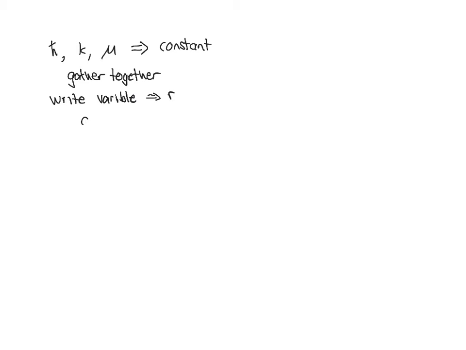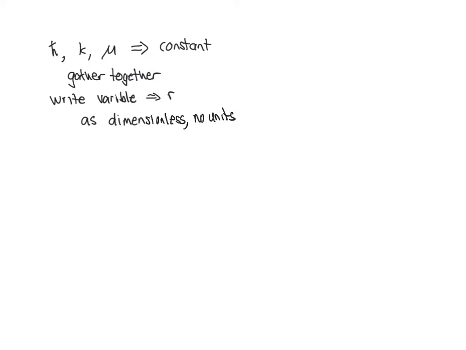harmonic oscillator. But before we write down the solutions, let's talk a little bit about a really common trick that we use when we're solving big complicated equations like this. Typically we have a whole bunch of constants like h bar and k and mu that we're going to be carrying around with us all the time. So what we typically do is gather all those together in a way that we can write the variable that we're looking for, r in this case, as a dimensionless variable. So dimensionless meaning it has no units.